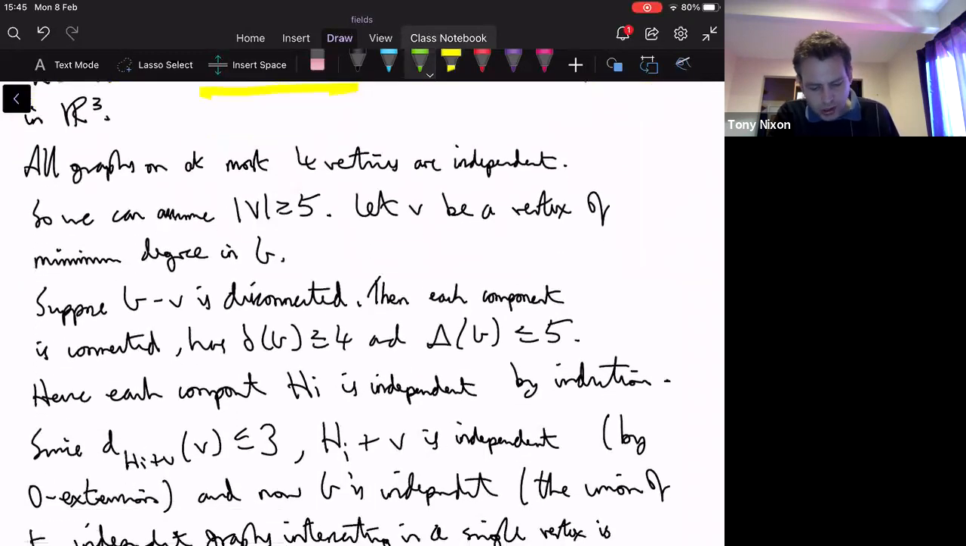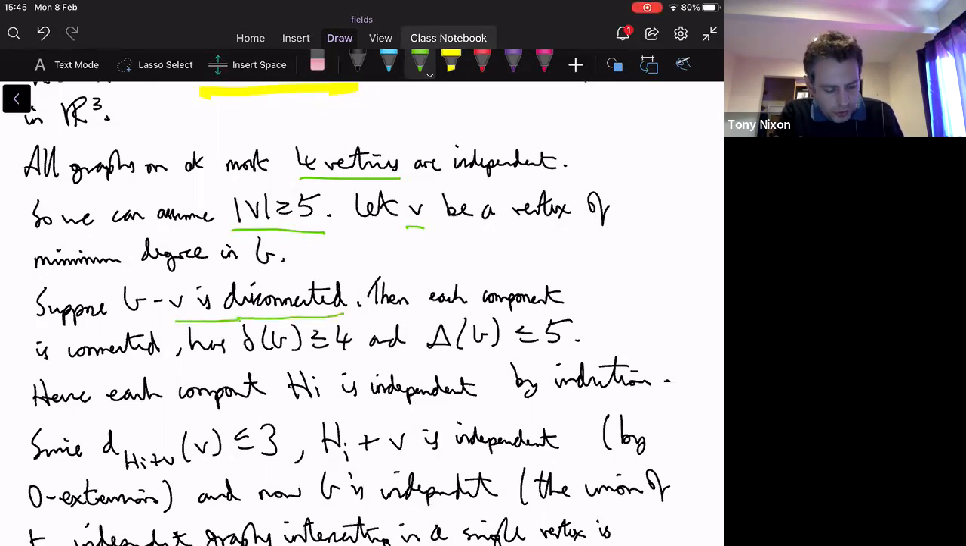Okay, so it's easy to check graphs on at most 4 vertices. They all have degree 3, so you can just do 0 extensions, say, to show they're independent. So we can assume that the graph has at least 5 vertices, and choose a vertex of minimum degree. So we need to know that when we do a reduction, we get a connected graph. So first of all, let's show that if we delete this vertex, then we'll get a connected graph.